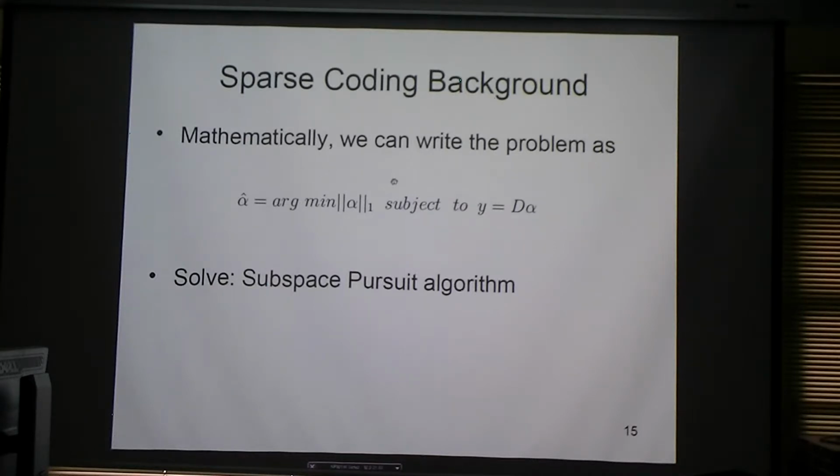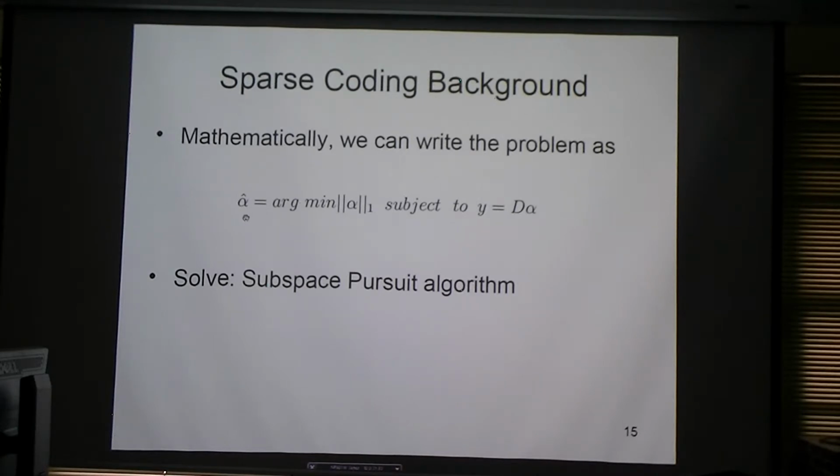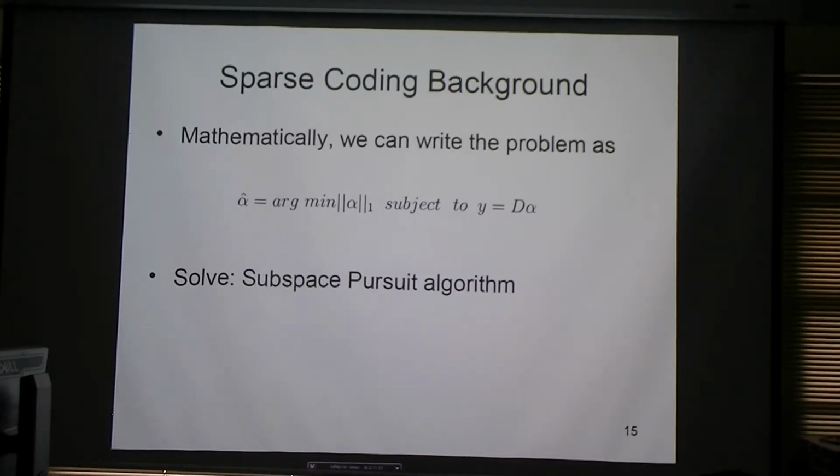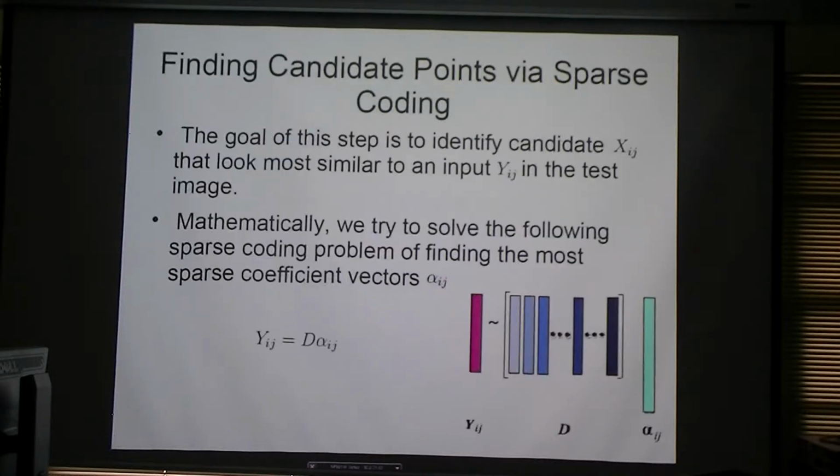We can write down the sparse coding problem mathematically like this: finding the alpha. In our SCoBeP registration, we use the subspace pursuit algorithm for finding the alpha as a coefficient. Okay, just back to our SCoBeP registration.